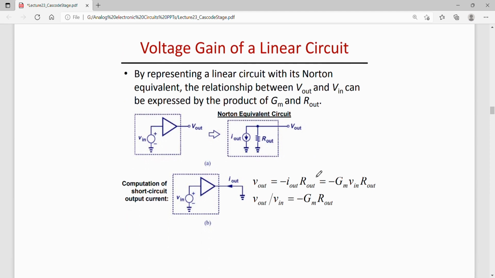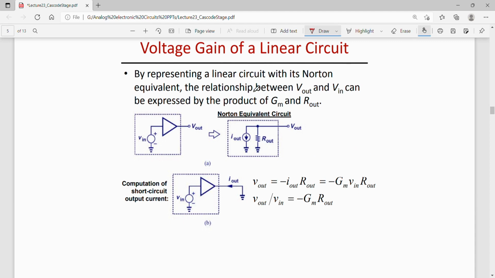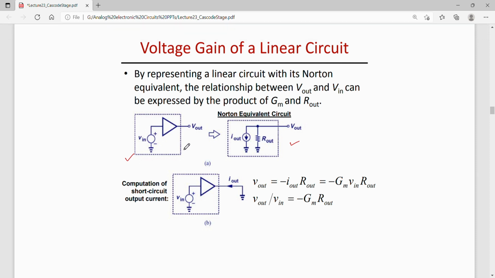Now using short circuit transconductance, one can calculate the voltage gain of, for example, this circuit. This circuit can be transformed into this circuit, that is, this is actually the Norton equivalent circuit of this, where you have I out and R out in parallel. One can short the output to ground and find the I out by V in ratio, and that would be my GM.